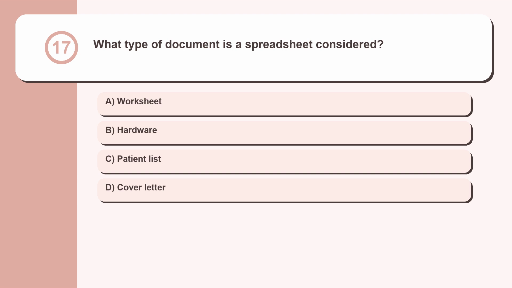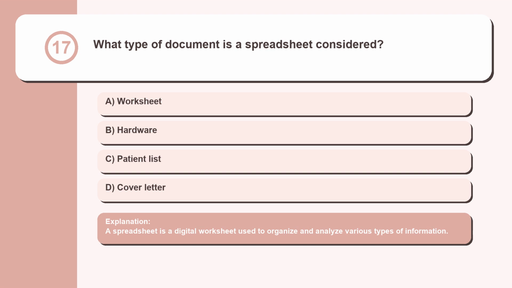Question 17. What type of document is a spreadsheet considered? Here are your options. Option A. Worksheet. Option B. Hardware. Option C. Patient list. Option D. Cover letter. Explanation. A spreadsheet is a digital worksheet used to organize and analyze various types of information.